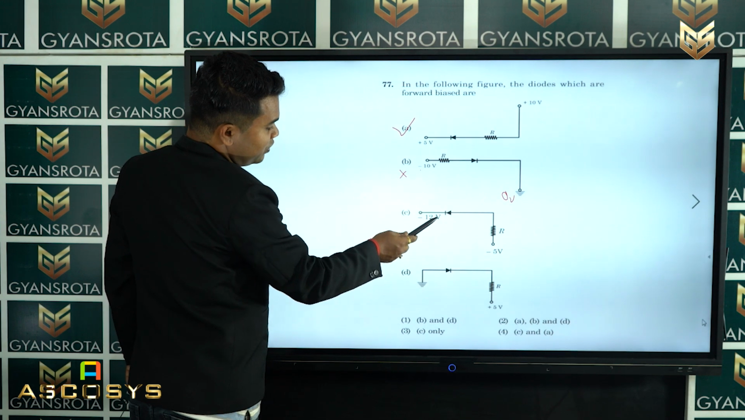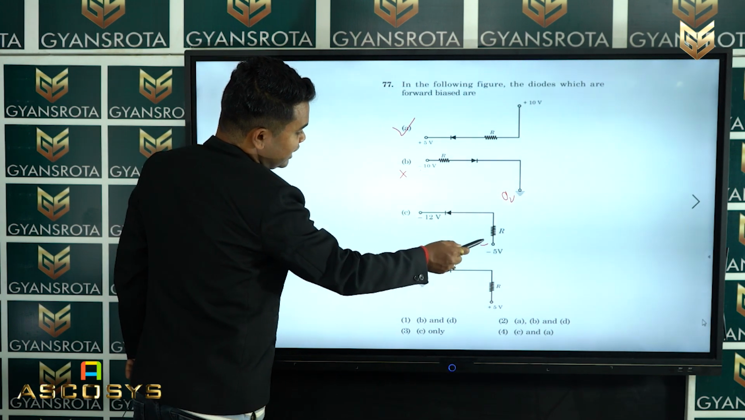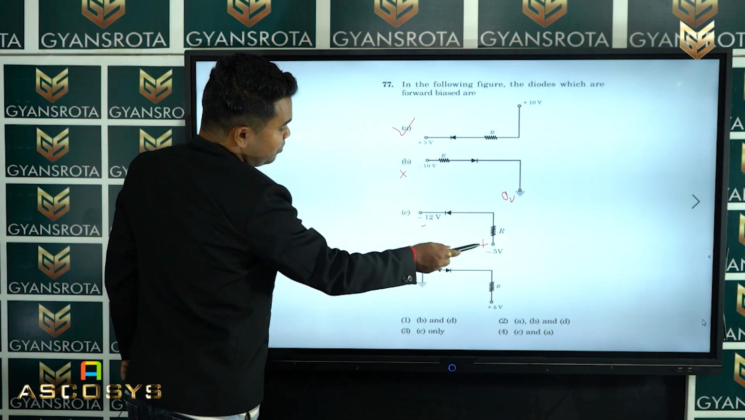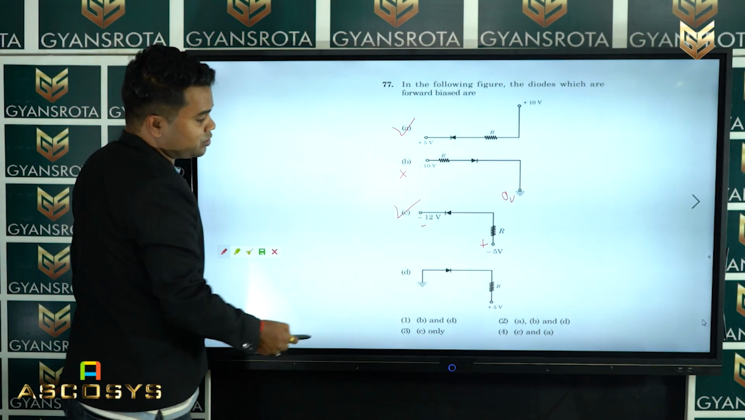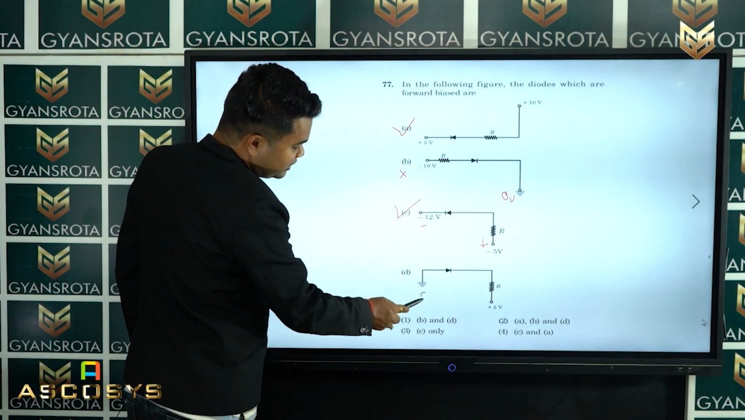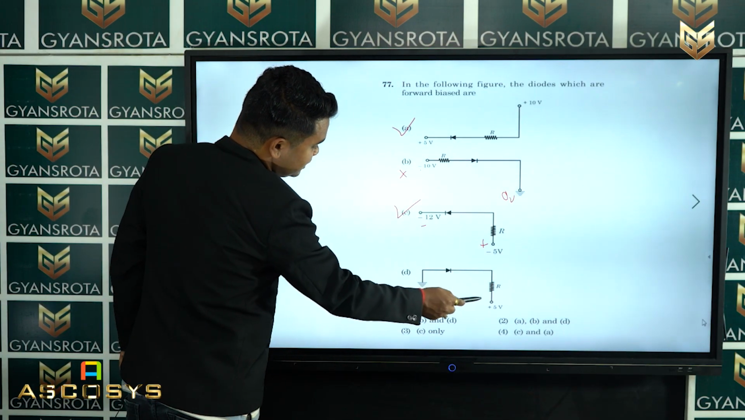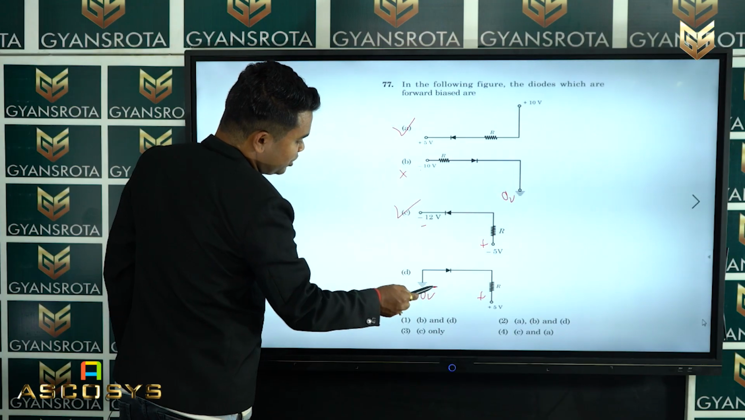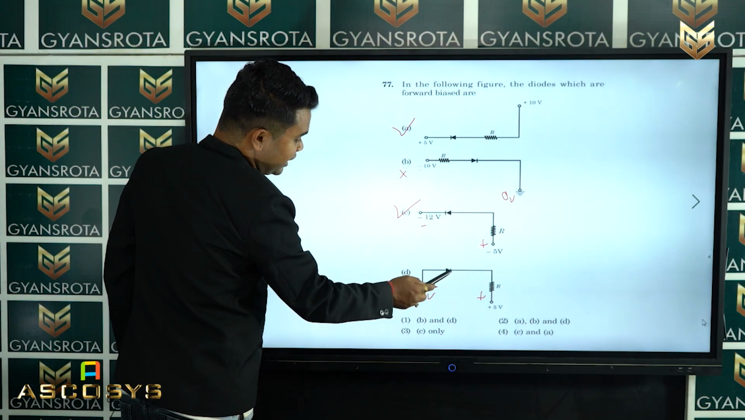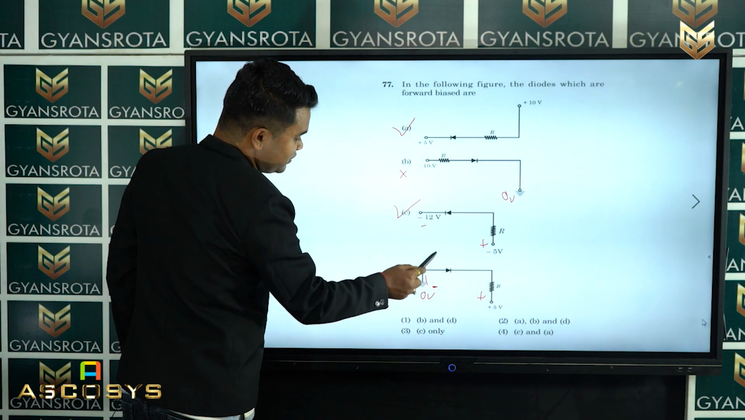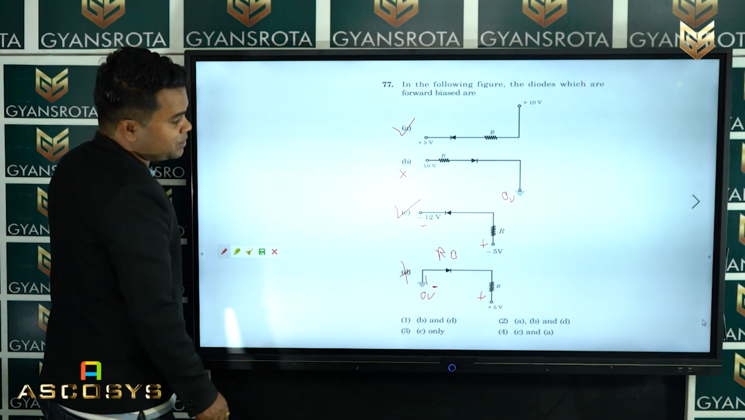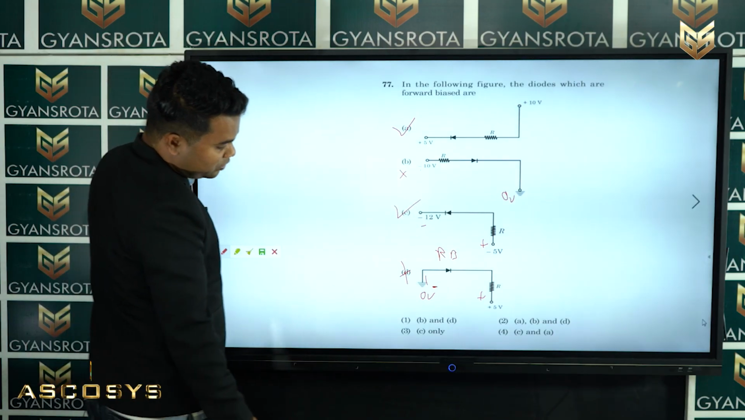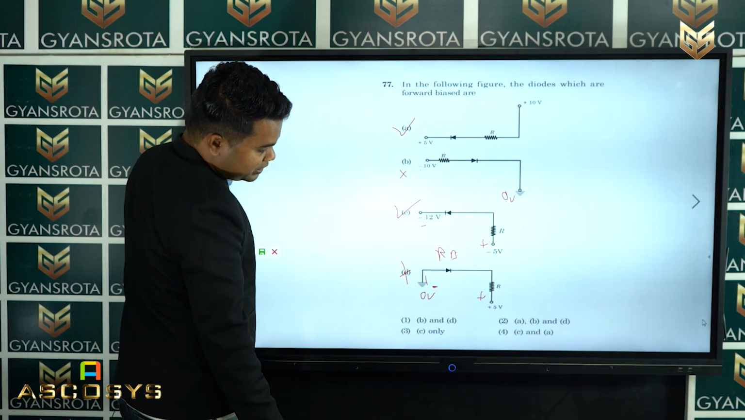Now minus 12 volt and minus 5 volt. So this is at low potential, this is at high potential. Positive connected to the positive, negative connected to the negative. So this is also correct. Last one, this is at 0 volt and this is at 5 volt. So this is at low potential, this is at high potential. Positive connected to the negative, negative connected to the positive. This is a reverse bias diode, so this is also not possible. So options A and C are the correct answer. Now look for the option with C and A.